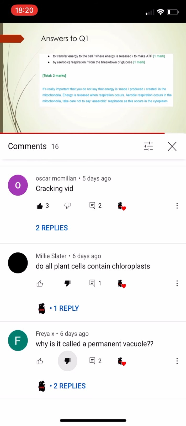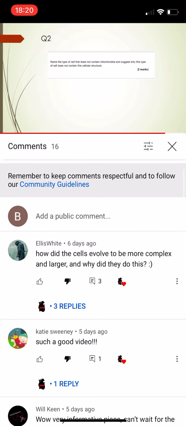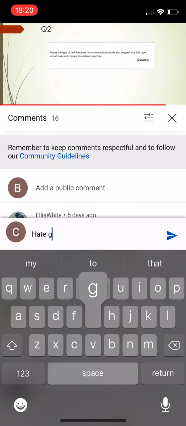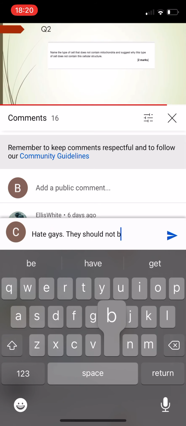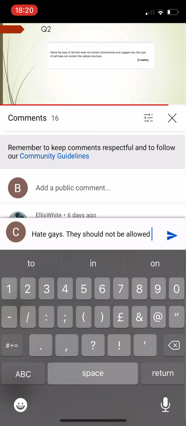So mark your answers, and we've got another one. Okay, name the type of cell that does not contain mitochondria and suggest why this type of cell does not contain this cellular structure. Pause it.